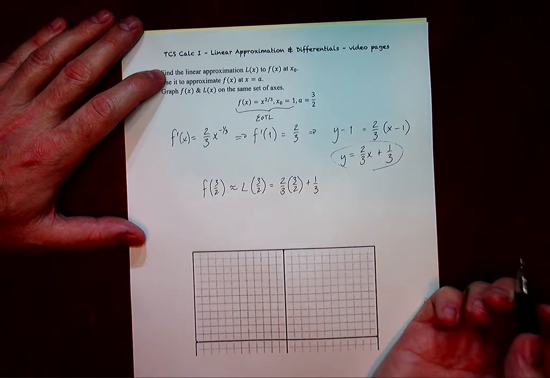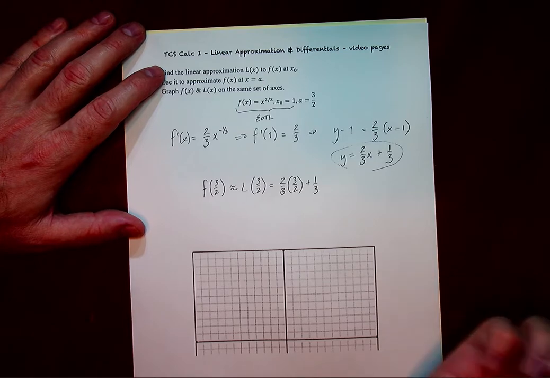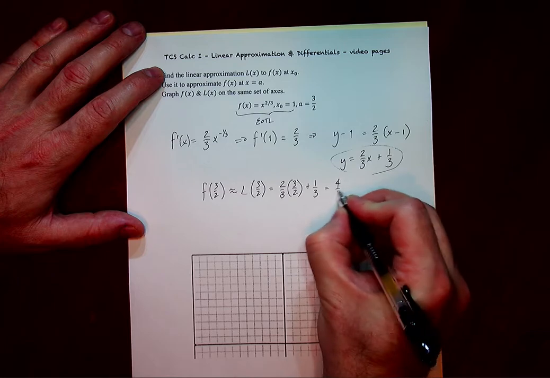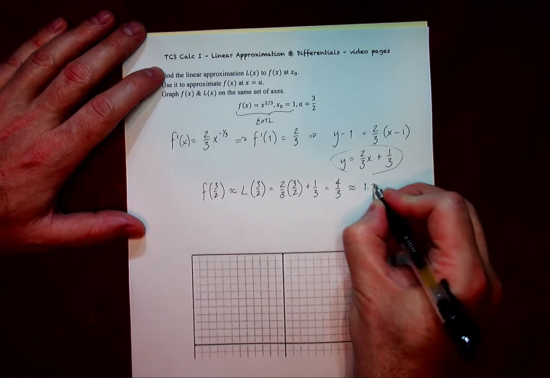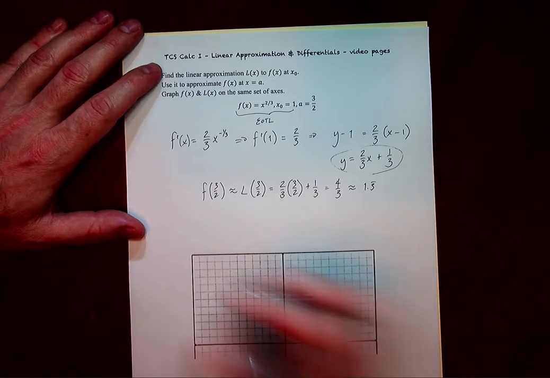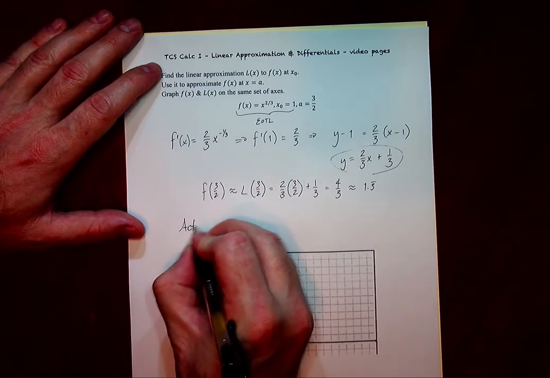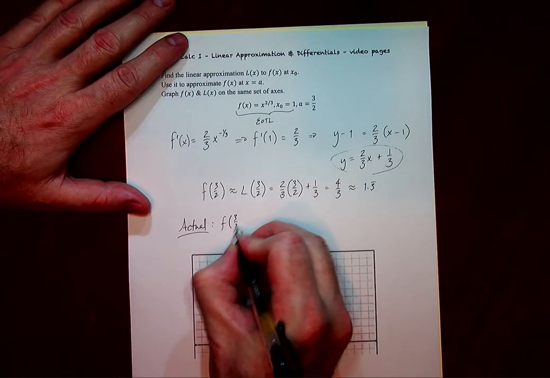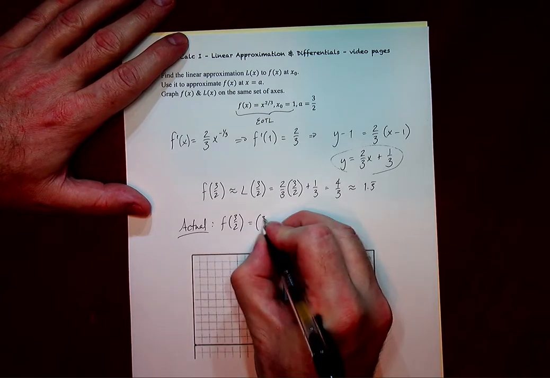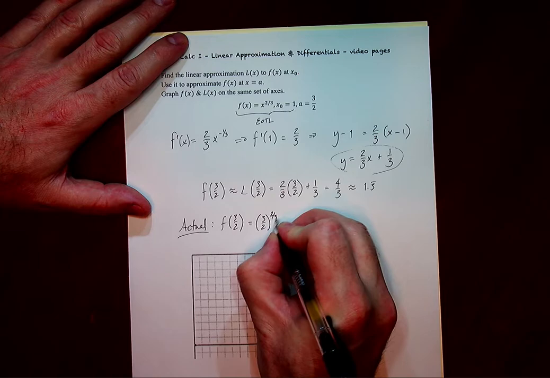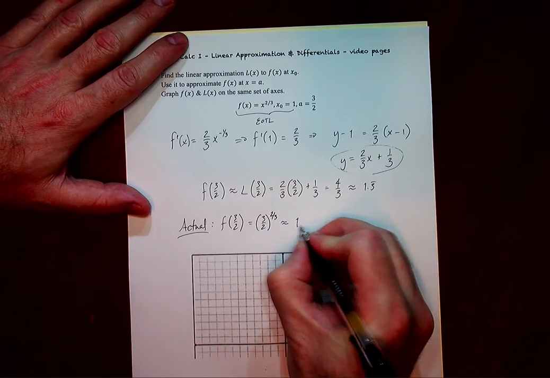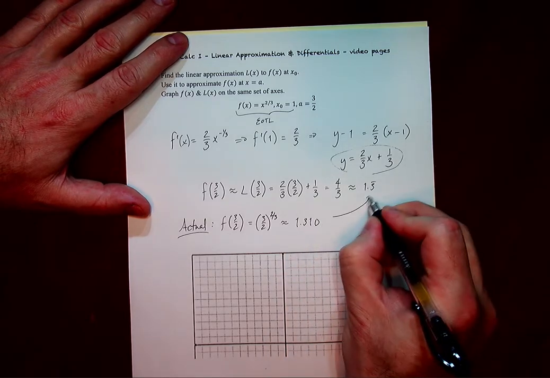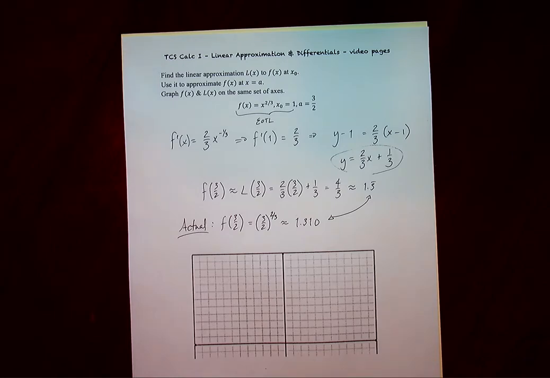2/3 times 3/2, the 2's and the 3's cancel each other out, and that turns into 1 because it's 6/6. And so 1 plus 1/3 is equal to 4/3, and we should know that that's 1.3 repeated. If I actually plug it in and I look for f of 3/2, and I take that 3/2 and raise it to the 2/3 power, what I get is approximately 1.310. And so the actual, when compared to the approximate, that's really not all that bad.